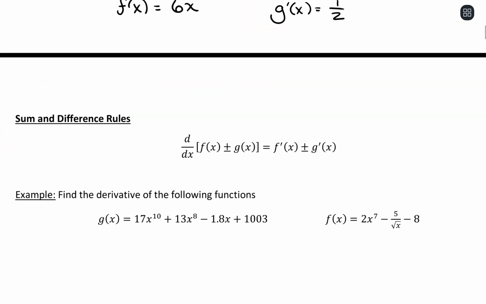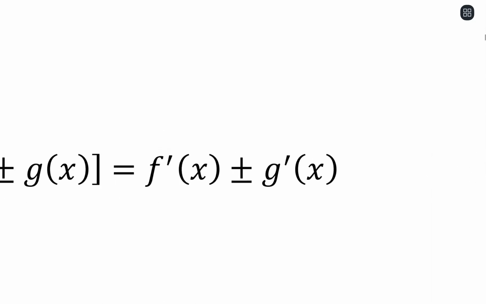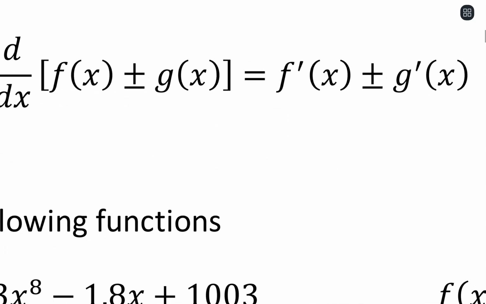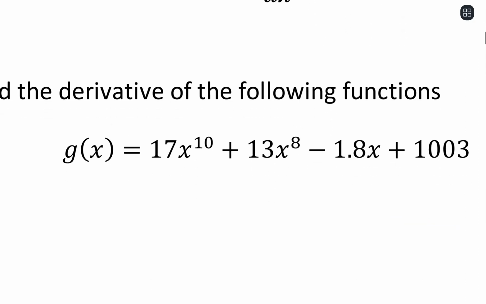All right. Addition and subtraction. If we have a bunch of different things adding and subtracting with each other and we want to take the derivative of that string of addition and subtraction, that addition and subtraction acts as a separator, so you can just focus on the derivative of one function at a time as they're separated by addition and subtraction, which is such a nice rule. So let's try this out. We have this big function here, 17x to the 10th plus 13x to the 8th minus 1.8x plus 1003. And we want to take the derivative.